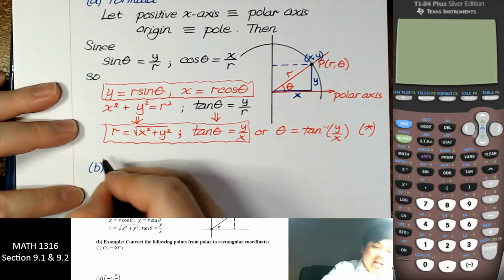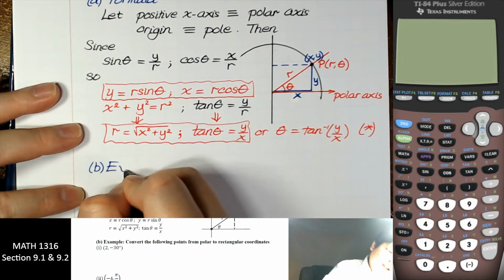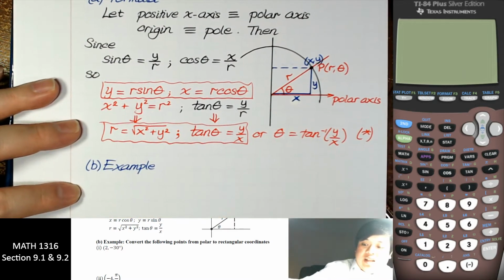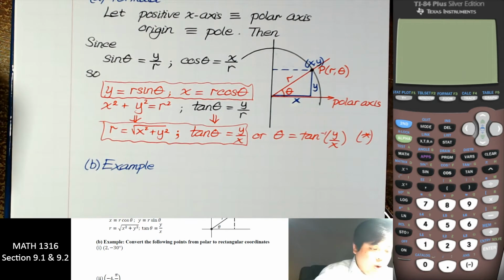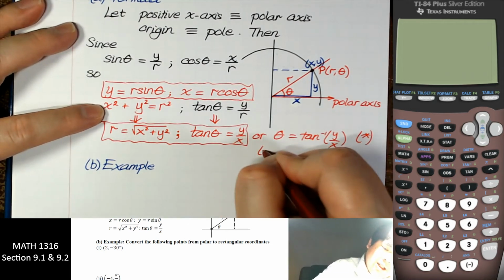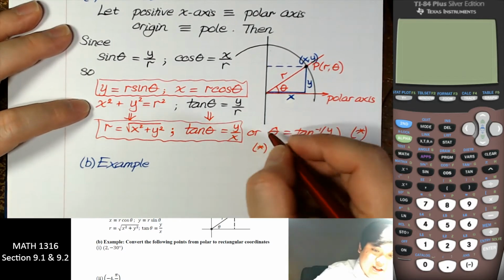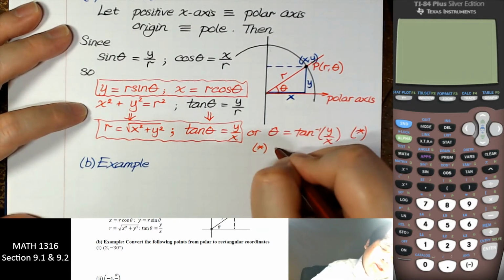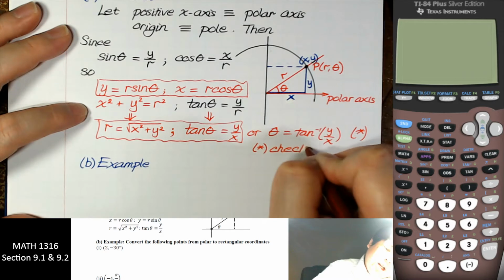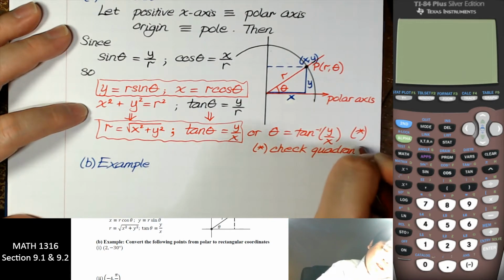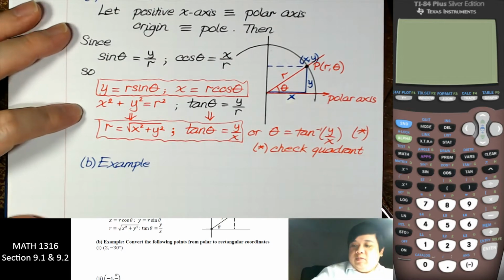Next, right, there's an asterisk here. The point here is make sure that this is in the right quadrant. So just say make sure we check the quadrant.